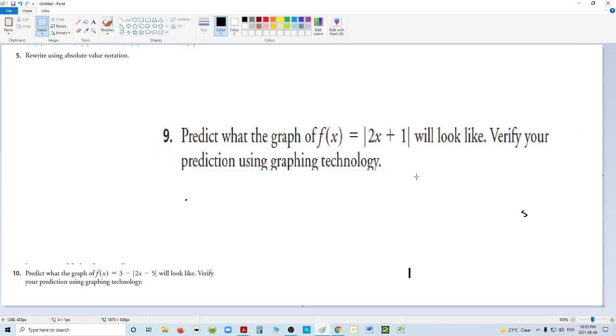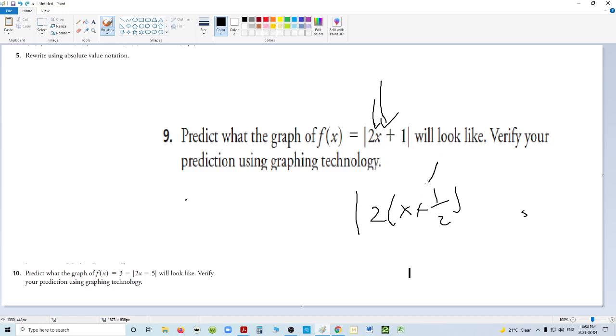Predict what the graph of this would look like. Verify your answer using graphic technology. Okay, so as I said, it's still not factored correctly. You have to get the x with nothing in front of it. So factored correctly, I factor out a 2, and I get x plus a half. That's what happens when I factor out a 2 from this and from that.